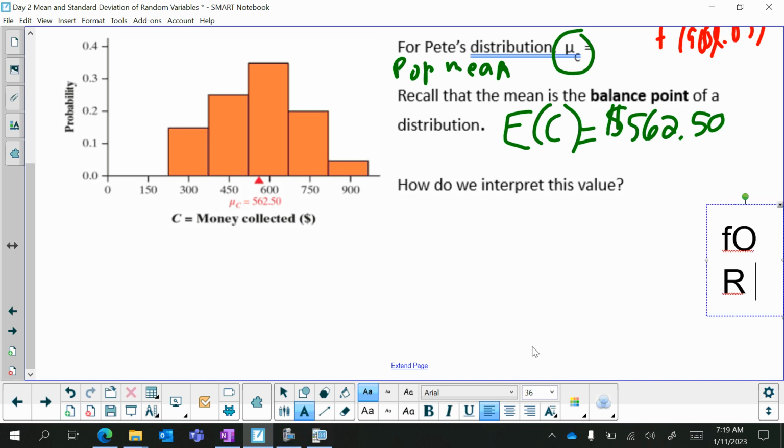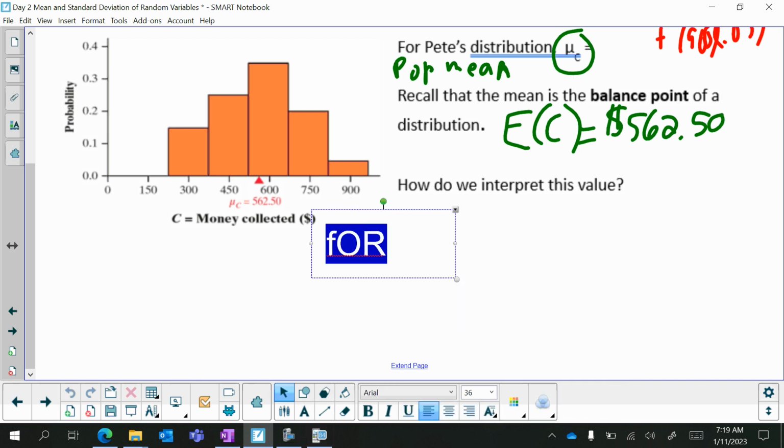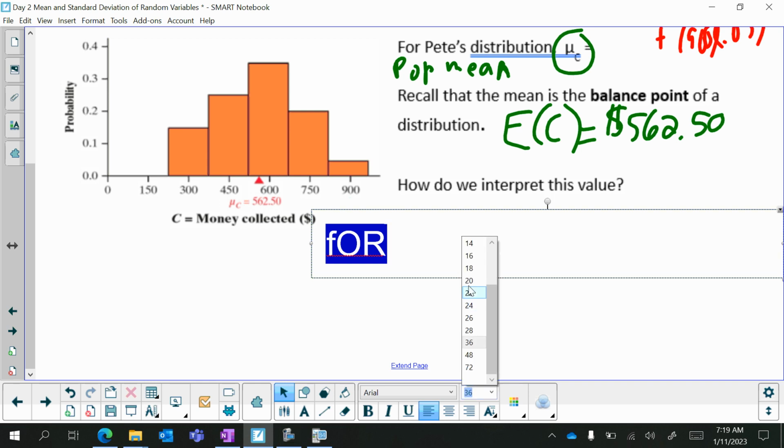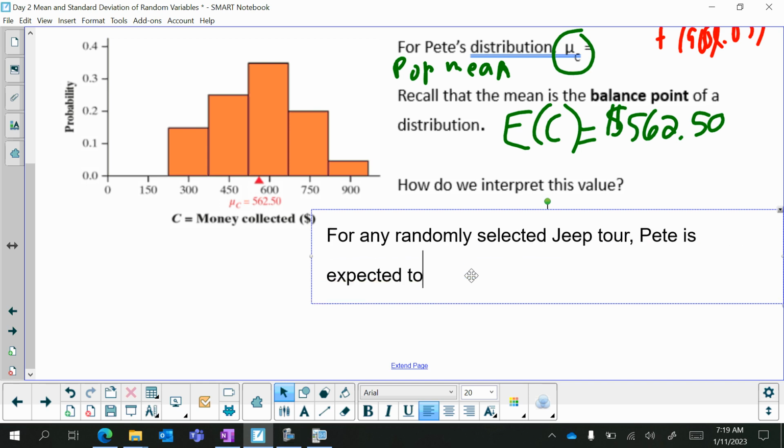Oh my gosh, why is this showing up over here? There we go. Sorry. I'll make my font a little smaller here. I'll type it out.